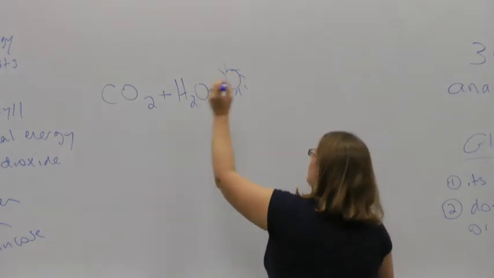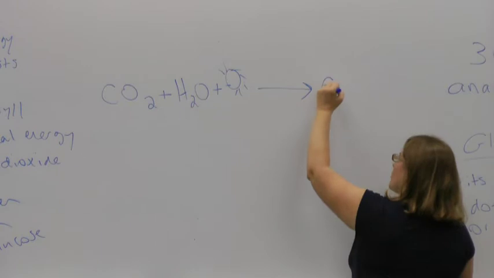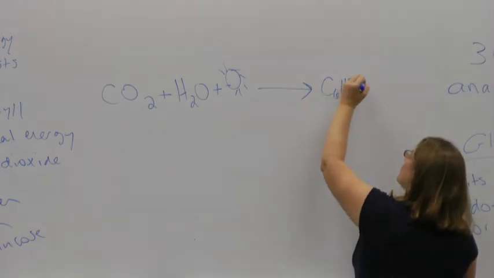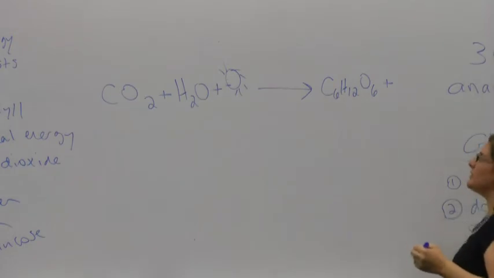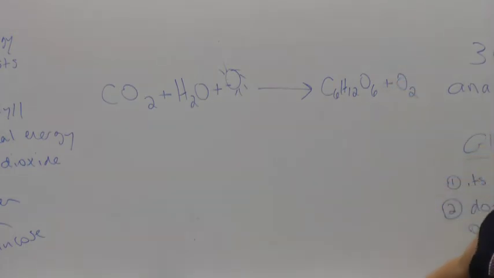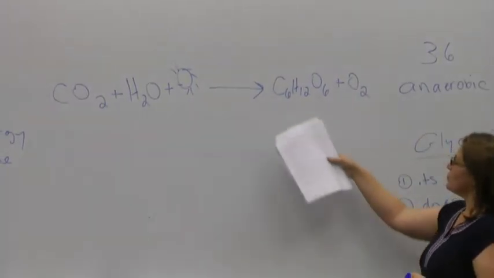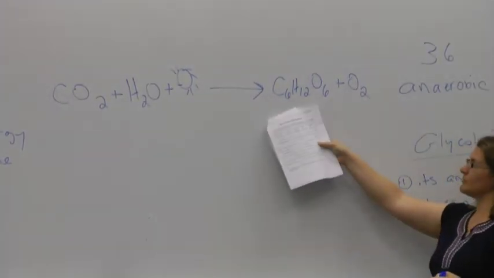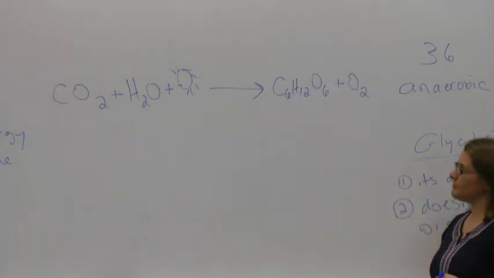And then those three reactants are turned into what? Glucose, C6H12O6. And what's released? Oxygen gas. Carbon dioxide, water, and sunlight get transformed into sugar, glucose, a type of chemical energy, and oxygen gas gets released.